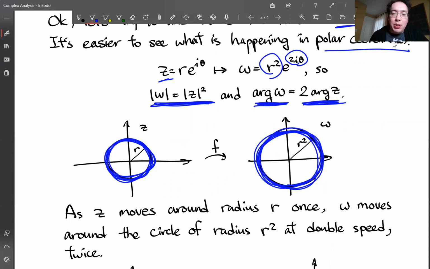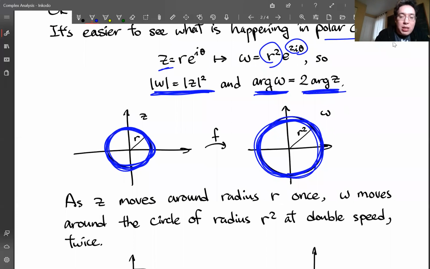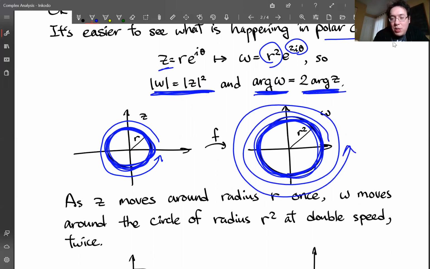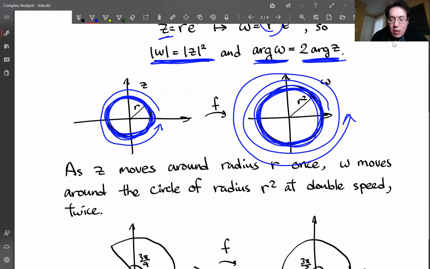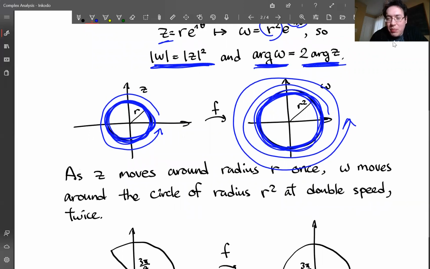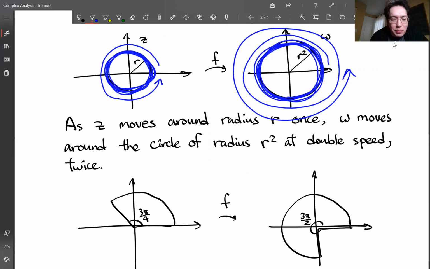Not only that, if you imagine what the angle is doing, if you imagine z going around the circle of radius r once counterclockwise, what it's doing in the output is going through double the angle. So it actually wraps around the circle twice at double speed, double angular speed. I hope that makes sense.